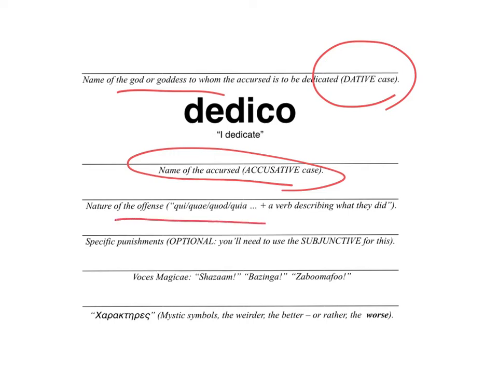You'll go on to specify the nature of the offense in the form of a qui clause, who did the following, or a quod or quia clause, because they did something. The verb that describes what they did will be in the perfect tense. All right? Specify punishments if you choose, but get in touch with me before you do, because you'll need to use a special form of the verb called the subjunctive. We use this form to describe actions that aren't happening now, but should. So what you want to happen to someone.